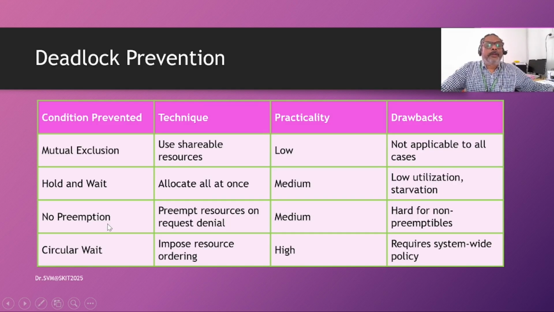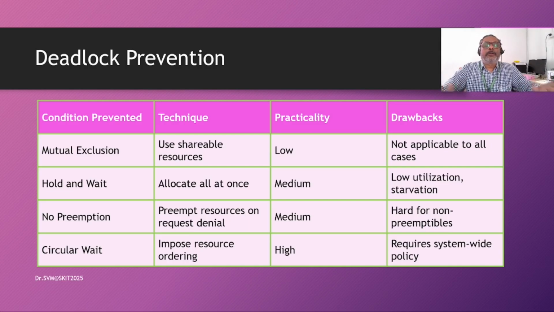The third condition to break is no preemption. So preempt resources on request denial. The practicality is medium, and it is hard for non-preemptables. When it comes to non-preemptive resources, it cannot be applied to them. And finally, break the fourth condition, the circular wait, by imposing resource ordering. It has high practicality, and the system requires a system-wide policy. So there are drawbacks to this.